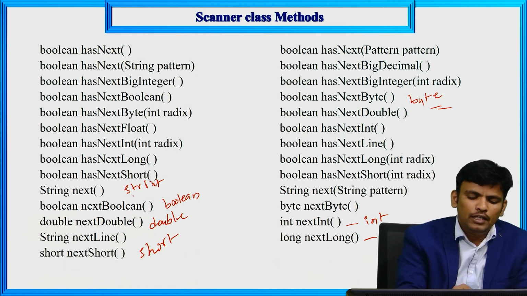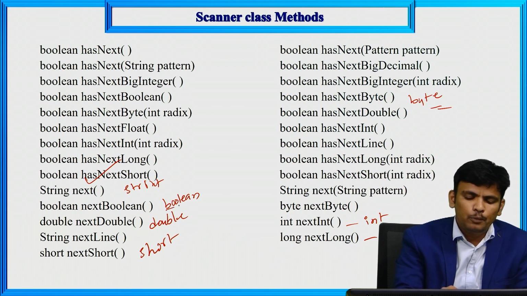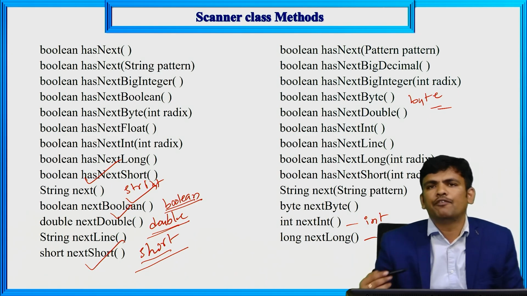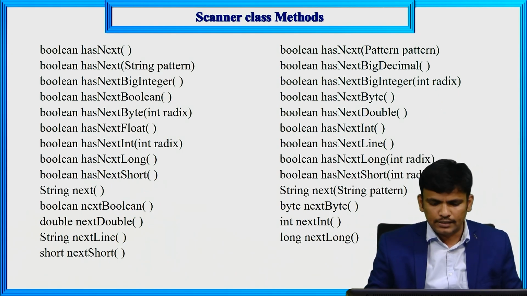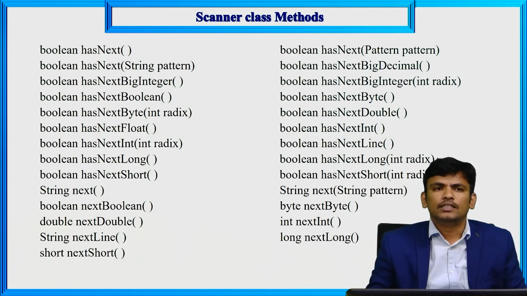So if you observe these methods, for all primitive types there are respective methods. If you want to read string type of data, there are specific methods available. If you want to read Boolean type of data, there is a specific method available inside the Scanner class. The same goes for double and short. For every requirement, there is a specific method available inside the Scanner class. So these are the predefined methods inside the Scanner class.